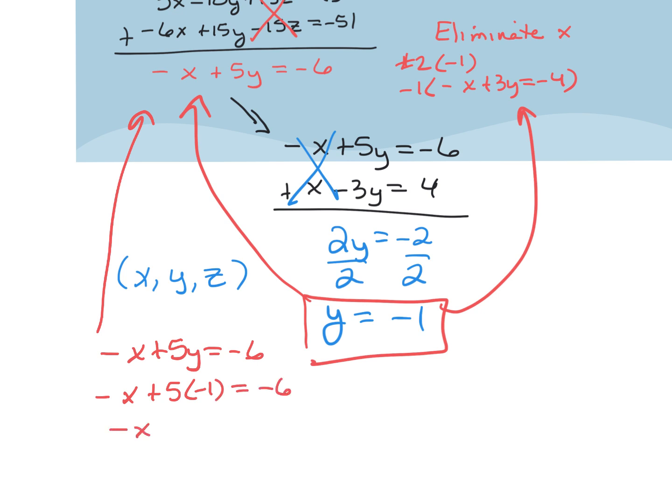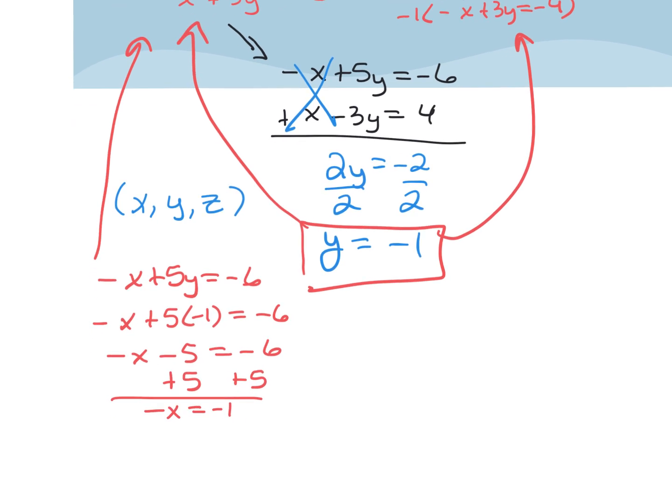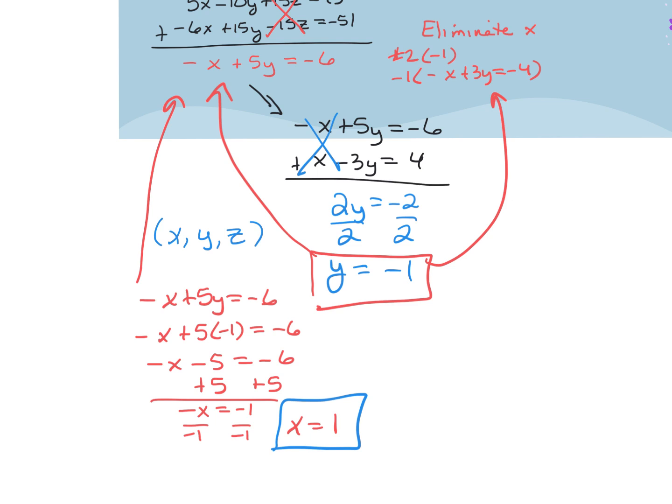I'm going to multiply here. I'm going to move the 5 over. I get negative x equals negative 1. Divide both sides by negative 1, and x equals positive 1. I now have the value of my second variable. Now to find the last one, letter z. Student: Couldn't you also use x minus 3y equals 4? Absolutely. Yep. You can also use the original, yes. Really what you're doing is plugging it into one of these.